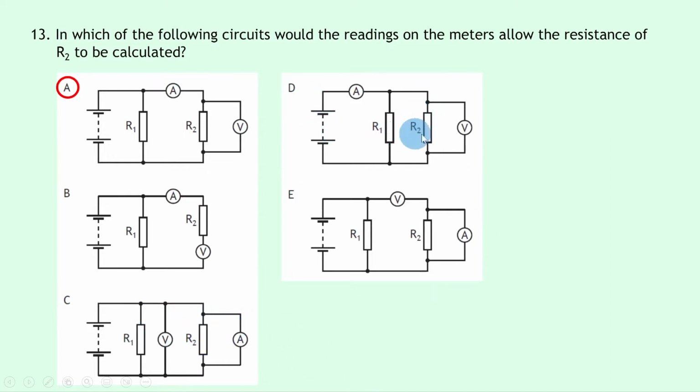For D, you'll see that we have a voltmeter across resistor R2, which is good, but then you'll notice our ammeter is actually in series with resistor R1, not resistor R2 here. So that's going to get the current flowing through this branch, not through this branch. And for E, that's just completely wrong because we've got an ammeter in parallel with resistor R2, which just isn't possible. And we've got a voltmeter connected in series here, which is just not how we connect voltmeters.